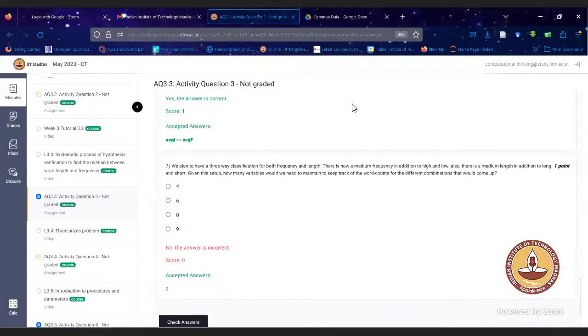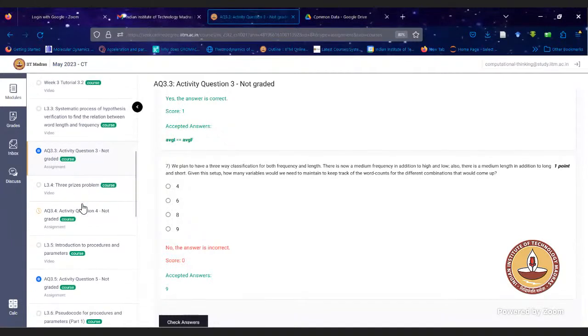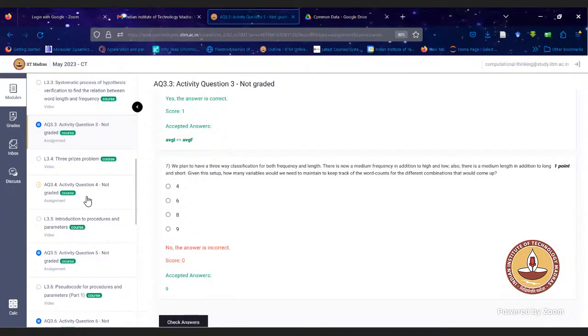Anyone else has a query in this? Sir, activity question 3.8, I have a doubt. 3.3 is done, right? It is not in the list. Okay, I'll go to 3.8. Okay, 3.4, no one.